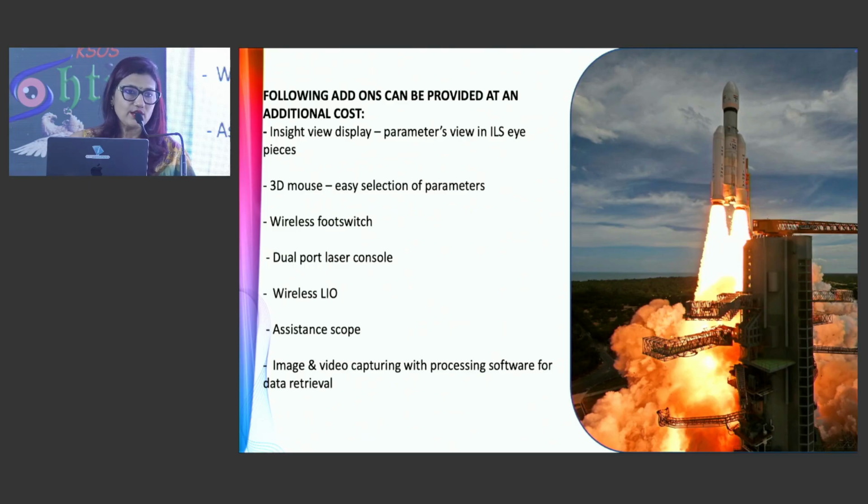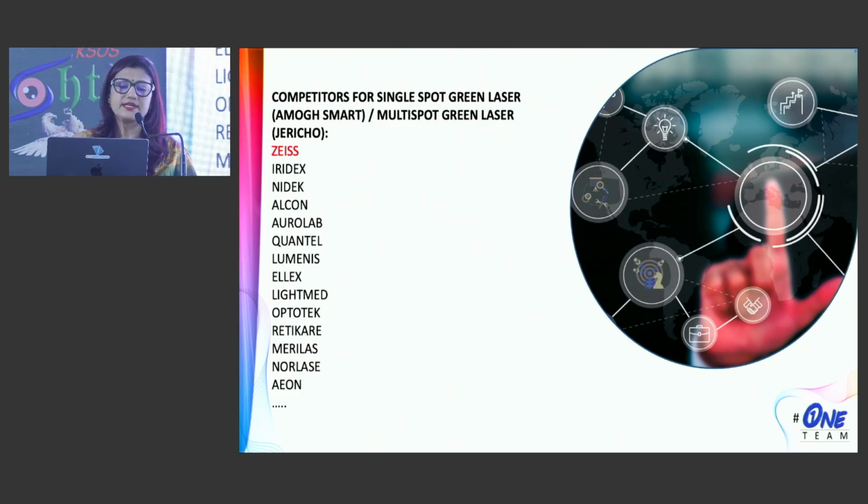And there are a lot of add-ons that can be taken, like an Insight View display inside your eyepiece, 3D mouse for easy selection of parameters, a wireless foot switch. All this can be added at an extra cost.